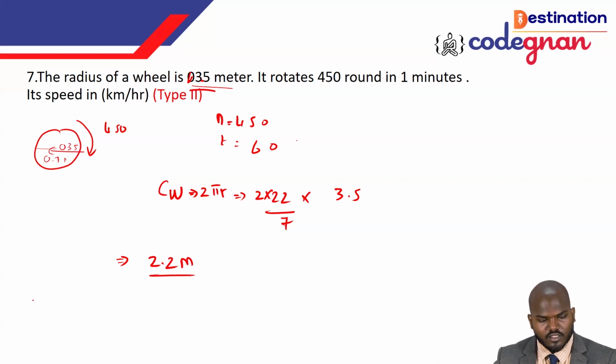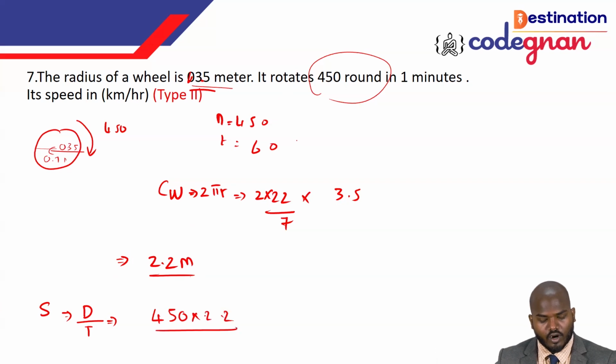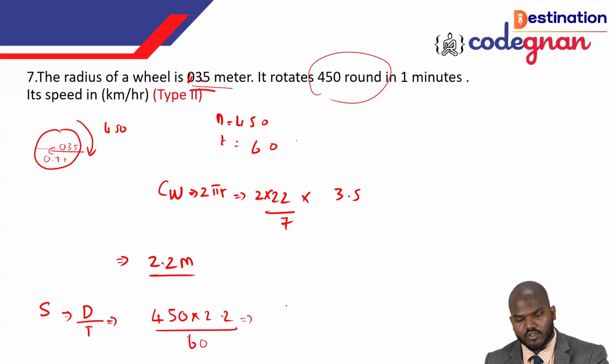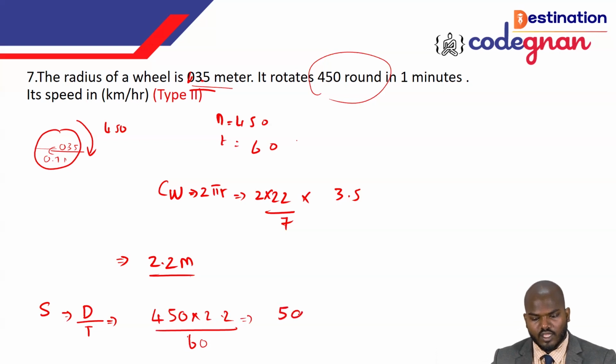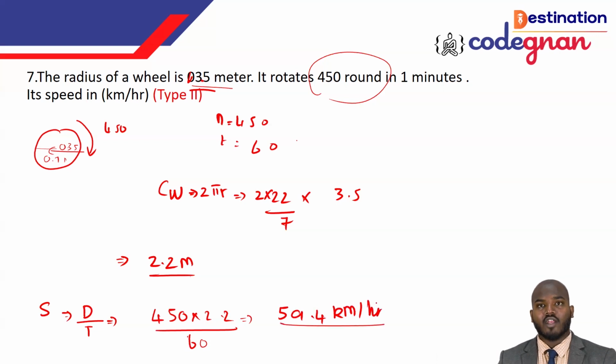But they are asking the speed. So speed is equal to what? Distance by time. Distance means 450 rounds are taken. So the 2.2 meter circumference keeps on rotating for 450 times in 1 minute, or you can call it 60 seconds. If you work it out, it will give you the value closely 59.4 kilometer per hour. So this is how you will find out the value.